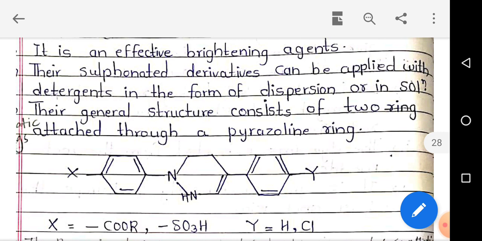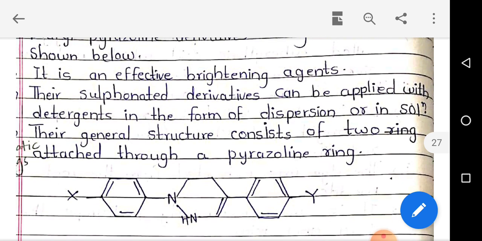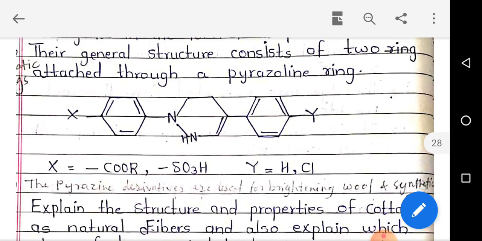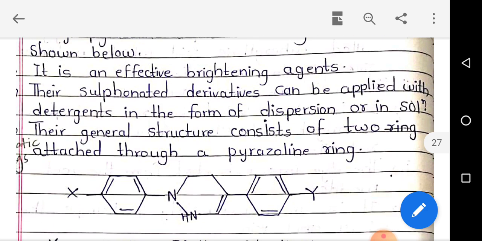One terminal ring is attached with the X atom. X may be an acidic group, an ester group, or a sulfonic group. Another terminal is attached with the Y group. That Y group may be hydrogen or a chlorine atom. So sulfonated derivatives means a sulfonic group, that is SO3H, may be present there. It is an effective brightening agent.